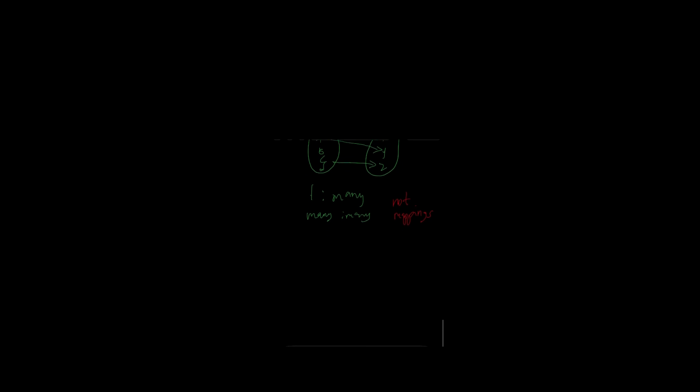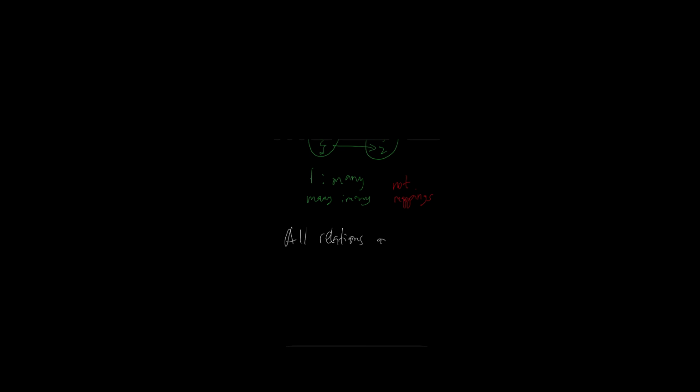So we can say all mappings are relations, but not all relations are mappings. From what we just realized, we can say that not all relations are mappings, although all mappings are relations. The rule that mappings follow is called a function.